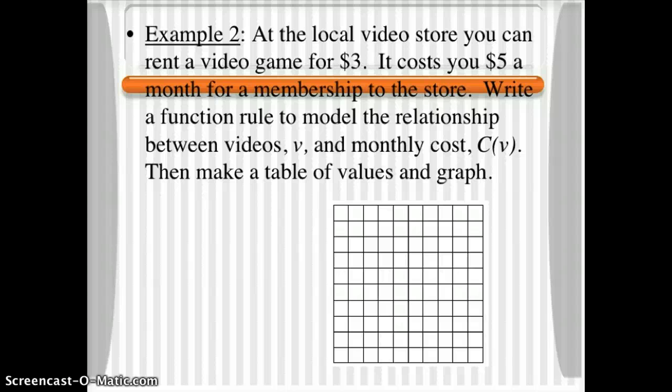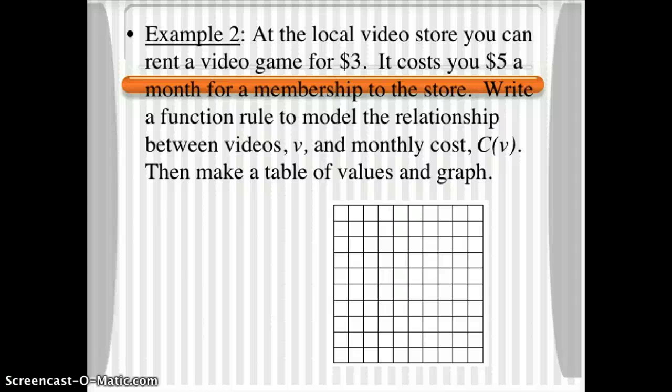All right. So at the local video store, you can rent a video game for $3, and it costs you $5 a month for a membership to the store. Write a function to model the relationship between videos, v, and monthly cost, c of v. So another way just to say y or whatever, but c of v. Then make a table of values and graph.